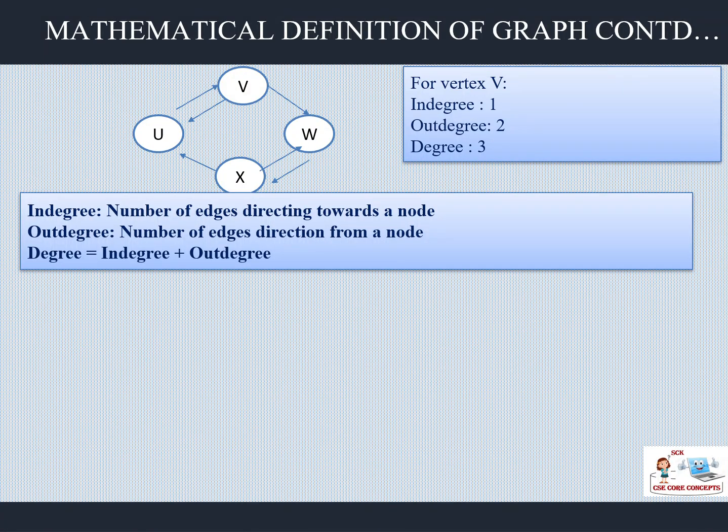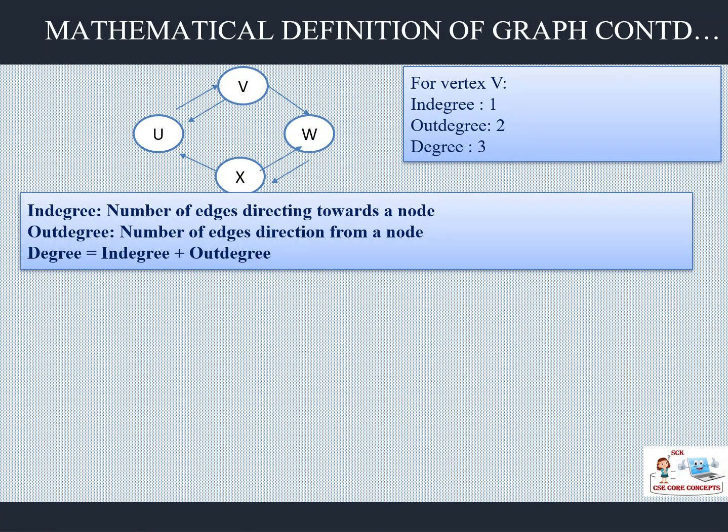So if I talk about V, how many edges are going towards V? Only one, which is originating from U. Okay, so the in degree of V is what? 1. Now out degree means how many edges are going from that node. So from V you can have 2 edges which are going out, that is U and W, right? So the out degree of V is what? 2. So if you add both of them, in degree and out degree, that will give you the total degree of that node. Understood?